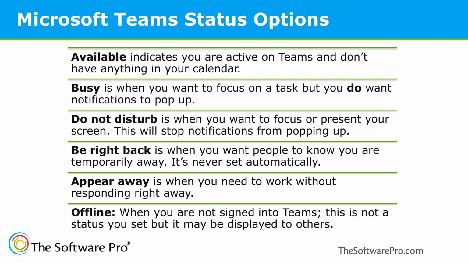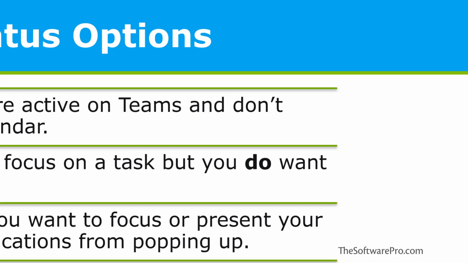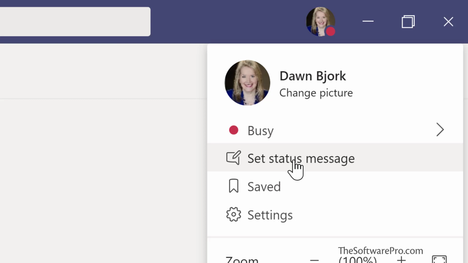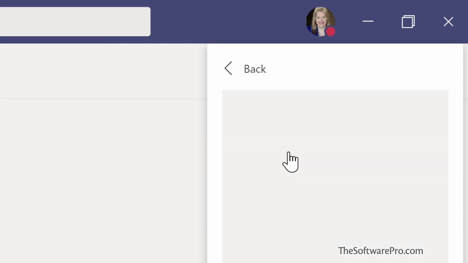And Offline is a status you might see when that person is not signed into Teams. So this is not a status that you set, but it might be displayed to other people. Another option in Teams is to set a status message. For instance, if you want to provide more information, such as you're working remotely, or you may not be available until a certain time, you can set a status message.